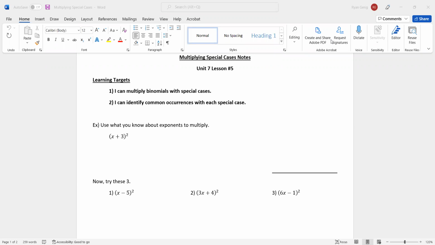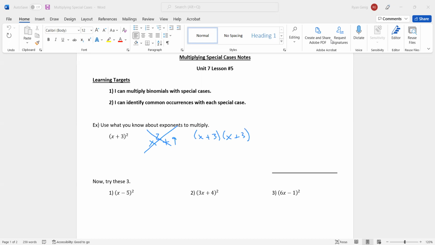Now, use what you know about exponents to multiply. So x plus 3 squared. Here's what I see a lot of people write. They'll write x squared plus 9. That will be an option on your final. That will be an option on your test. It's wrong. It's there to distract you. X plus 3 squared means I'm taking x plus 3 times itself. Let's write that out. X plus 3 times x plus 3.